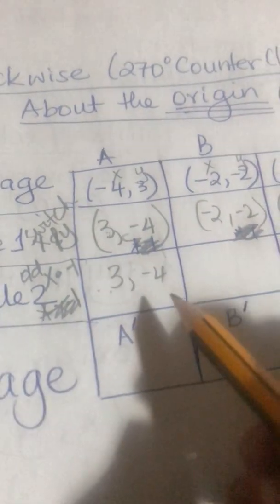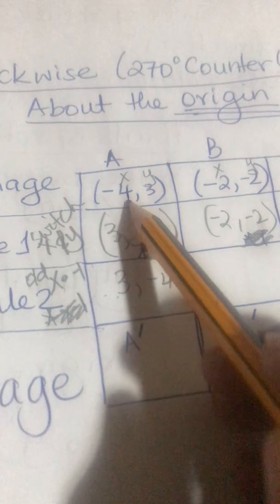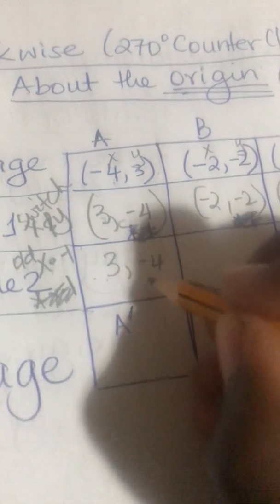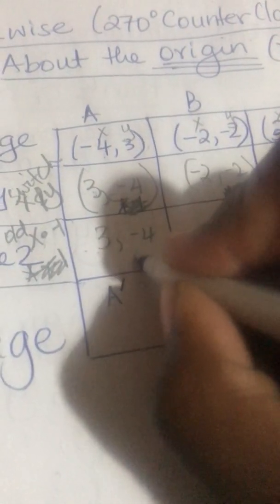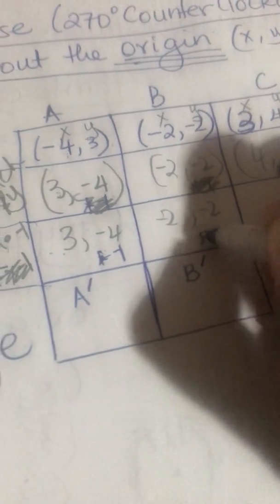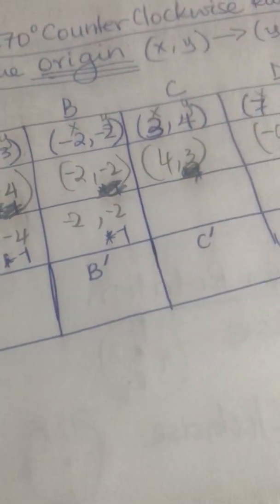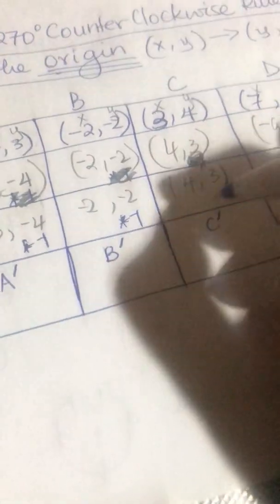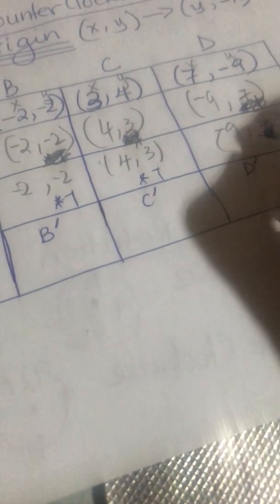This X here. Your old X. Because you brought it here, you gotta multiply with -1. So, multiply with -1. Here we have -2, -2. Multiply this with -1. Here you have 4, 3. -9, 7. So here you multiply with -1.